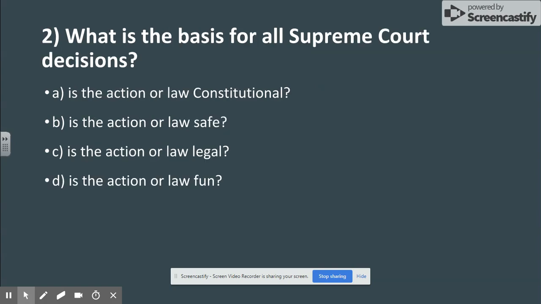Question 2, what's the basis for all Supreme Court decisions? Is the action or law constitutional? Is the action or law safe? Is the action or law legal? Is the action or law fun? Wouldn't it be great if all laws had to be fun? Might be a different world, okay? The main basis for all Supreme Court decisions is, is it constitutional? Does it go with that supreme law of the land, the Constitution?